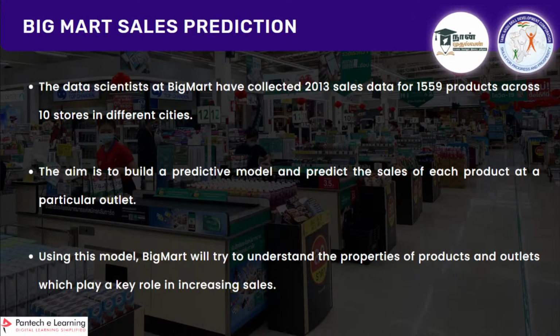The data scientists at Big Mart have collected their products across 10 cities, and the aim is to build a predictive model. Using this model they will try to understand, if they sell these kinds of products, what their sales will be, and whether it increases or decreases. That's what we are going to do. That's it about the introduction.